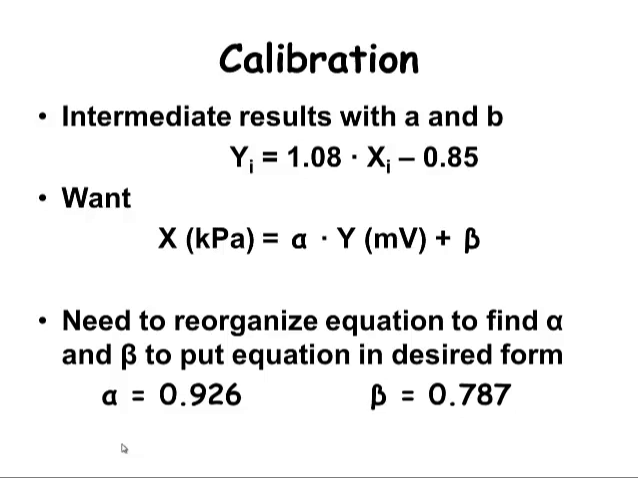This expression gives us the millivolt result y given the known deadweight tester pressure x. When we use the pressure transducer later to measure unknown pressures, we want to have x equals alpha times y plus beta. We want an equation that will take the transducer millivolt output and convert it to a pressure that the transducer is sensing. So we need to reorganize the equation using algebra. We add 0.85 to both sides and divide both sides by 1.08. After doing this, we find that alpha equals 0.926 and beta equals 0.787.